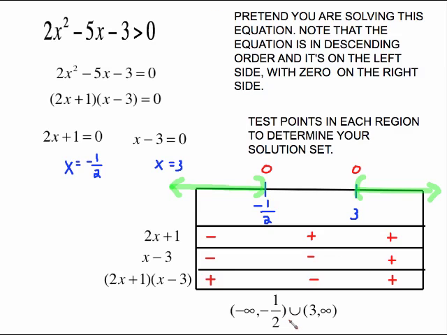Now, how do we write the interval notation for this? This is everything less than negative 1/2. So that is the interval from negative infinity, because way down here is negative infinity, on up to negative 1/2.